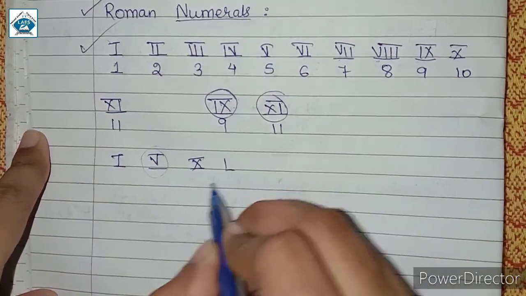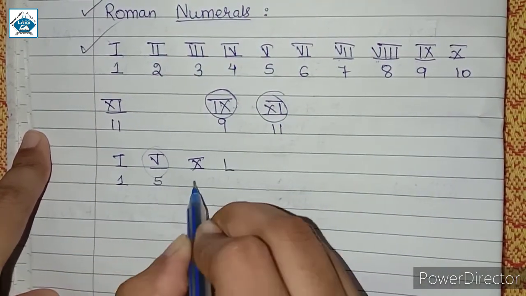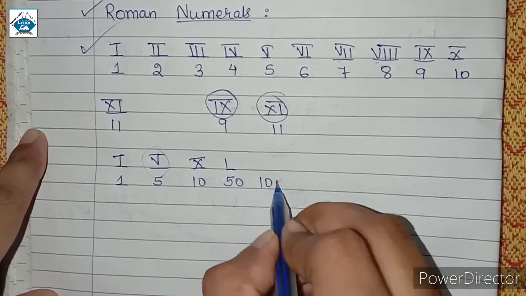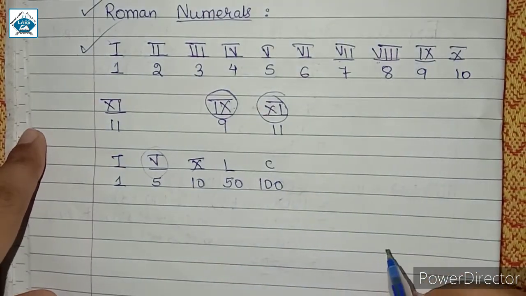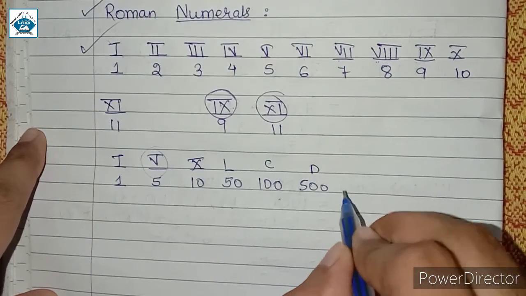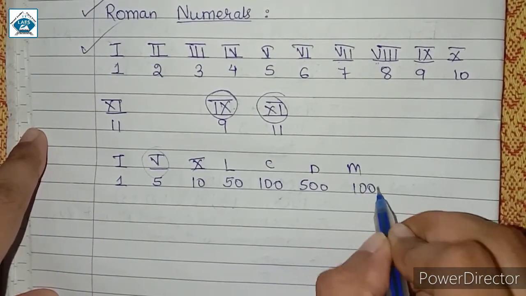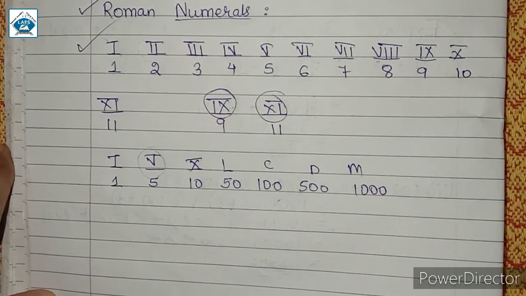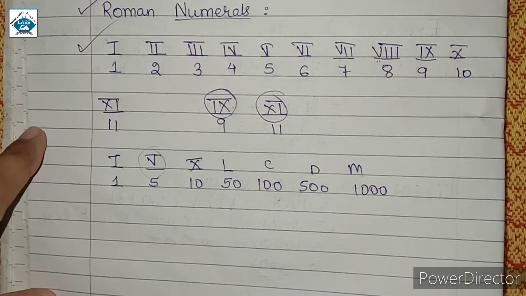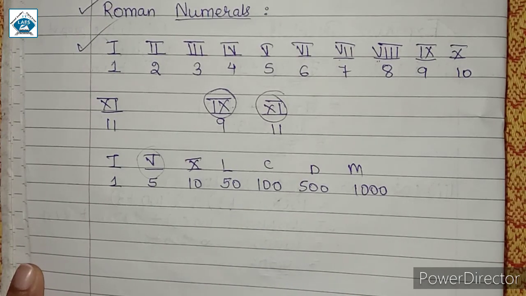Next we have L. Now I represents 1, V represents 5, X is 10. L is used for 50. After 50 we have 100, that is represented by C. Then we have 500, which is represented by D, and then we have M, that stands for 1000. So here we have some Roman numerals, and using these numerals we are going to form the other Roman numerals. But before that, let us quickly see some rules, based on which we are going to form or read or make these Roman numerals.